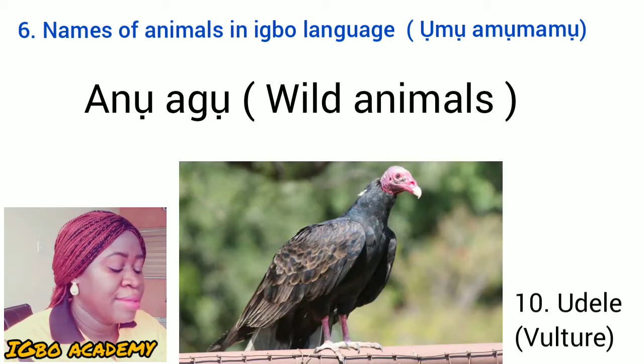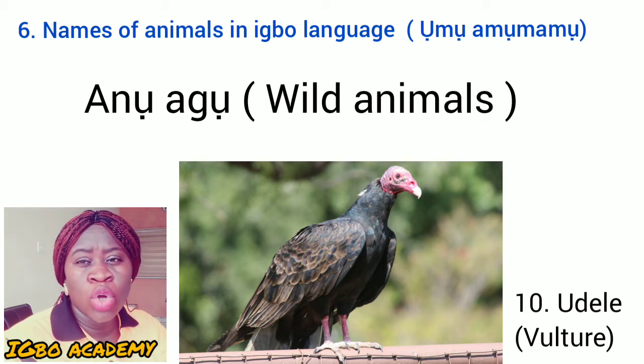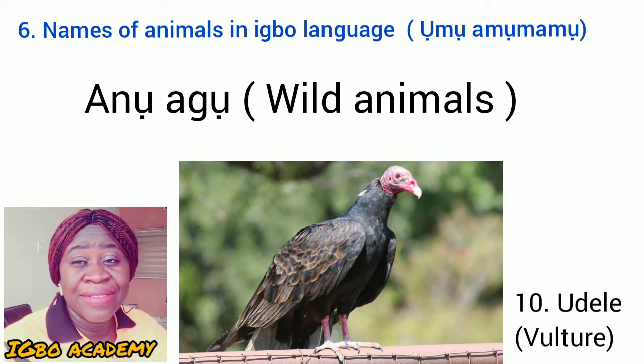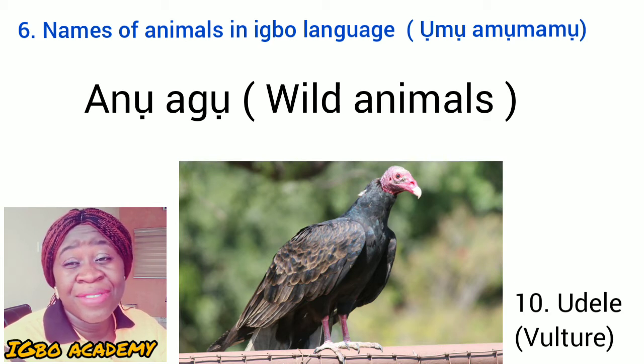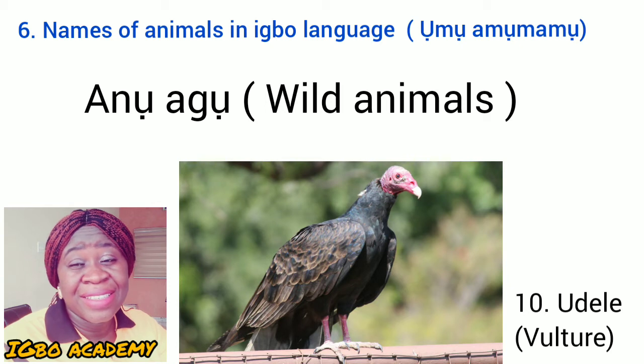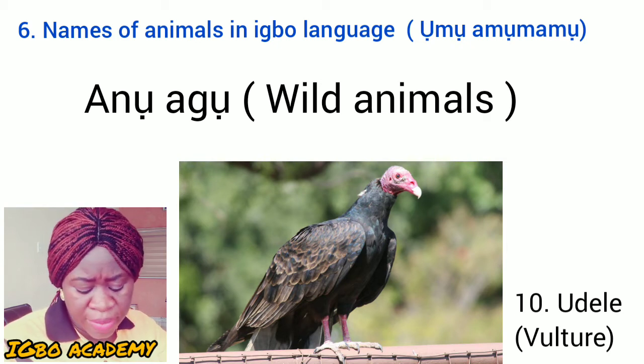Number 10. The vulture is called udele. In Igbo land they say udele bajan. The vulture is a bad animal, as in they don't eat it. In Igbo land it is not eaten. So it's a bad meat for an Igbo man. An Igbo man doesn't eat the vulture. So vulture is called udele.